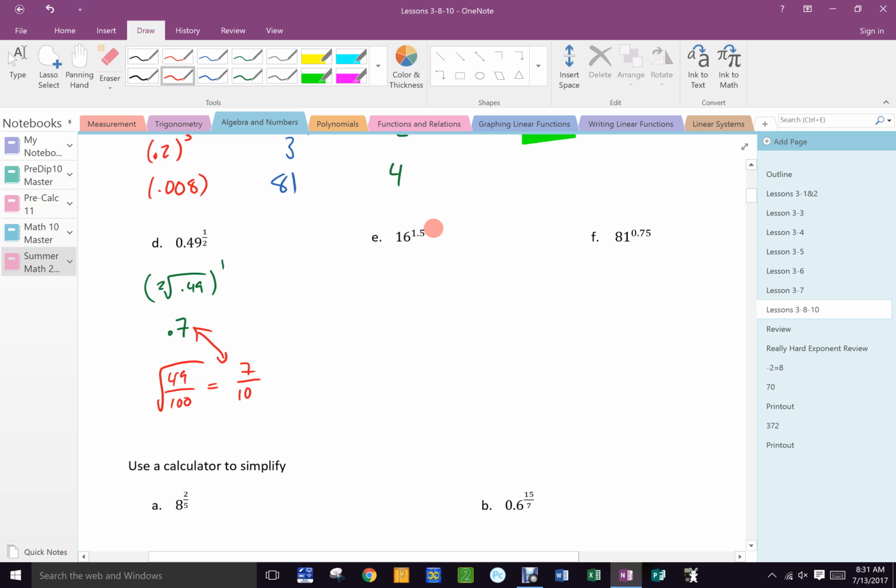Again, rules don't change. This looks different, doesn't it? But is it? No. Because what is 1.5 really? 1 and a half. So isn't that really 16 to the 3 over 2? Right?